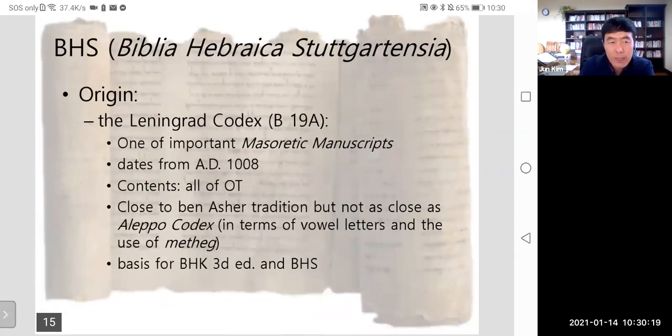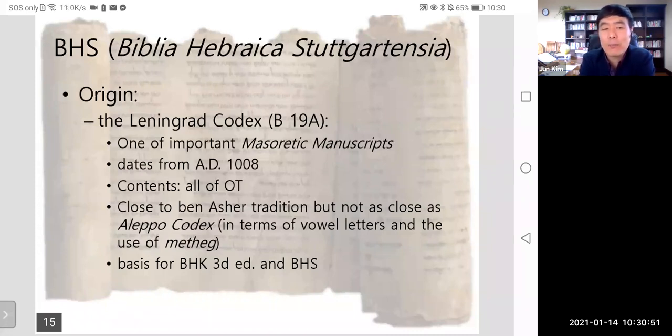Very quickly, then, why is it important for us to work with BHS? That's the question. We have other Hebrew Bibles called BHK and BHQ, but why BHS, Biblia Hebraica Stuttgartensia? Its origin is the Leningrad Codex. In other words, it may be called B19A, which is another professional name for the Leningrad Codex.